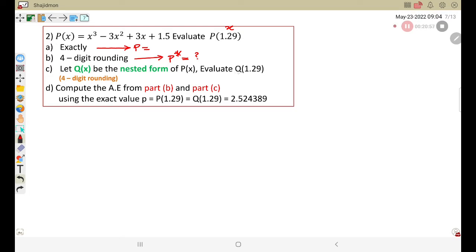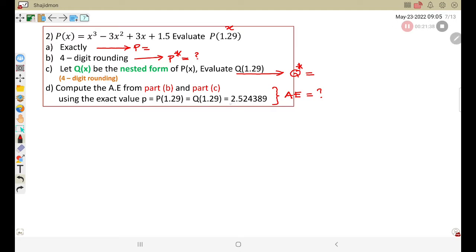Then evaluate the Q value at 1.29. Same number only, Q value at 1.29, using 4 digit rounding. So we need to calculate Q star here. Q means the nested form, approximate number, using the nested form, approximate value at 1.29, 4 digit rounding. And after that, in the D part of the question, compute the absolute error. We need to calculate the absolute error from part B and part C. Part B means the normal method, what is the absolute error. Part C means using the nested method, what is the absolute error.